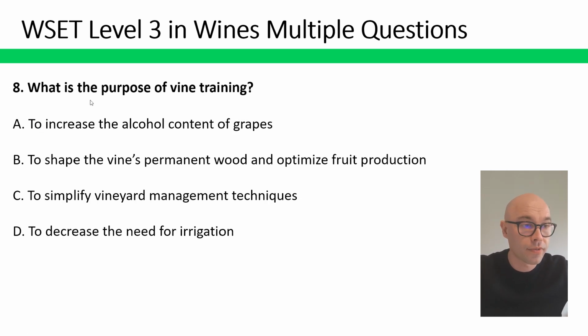What is the purpose of vine training? To increase alcohol content of the grapes, to shape the vine's permanent wood and optimize fruit production, to simplify vineyard management techniques, to decrease need for irrigation. The correct answer is B, to shape the vine's permanent wood and optimize fruit production.